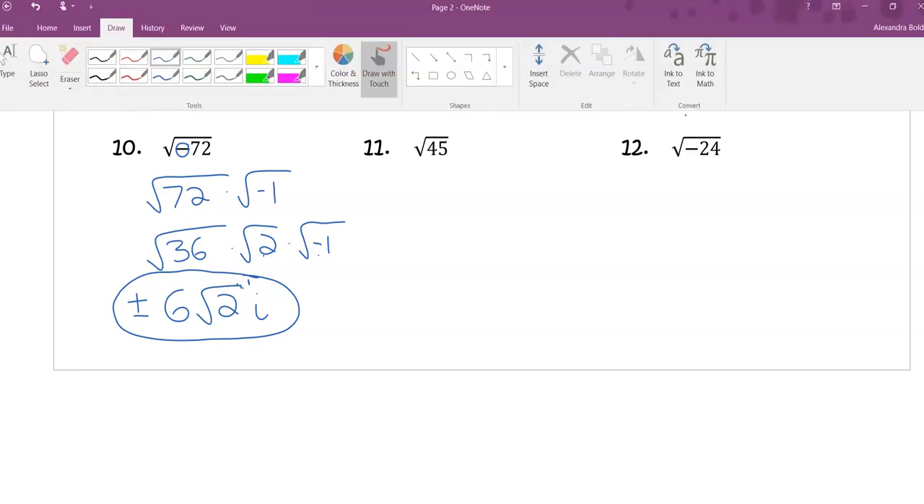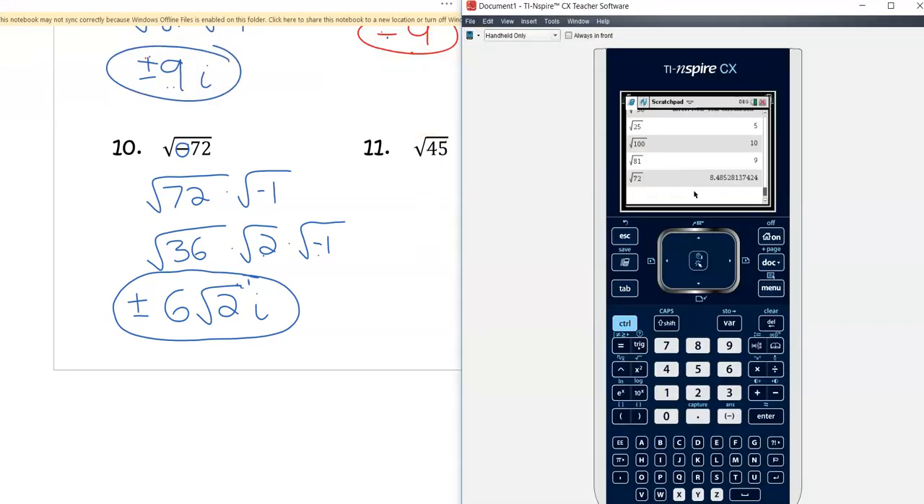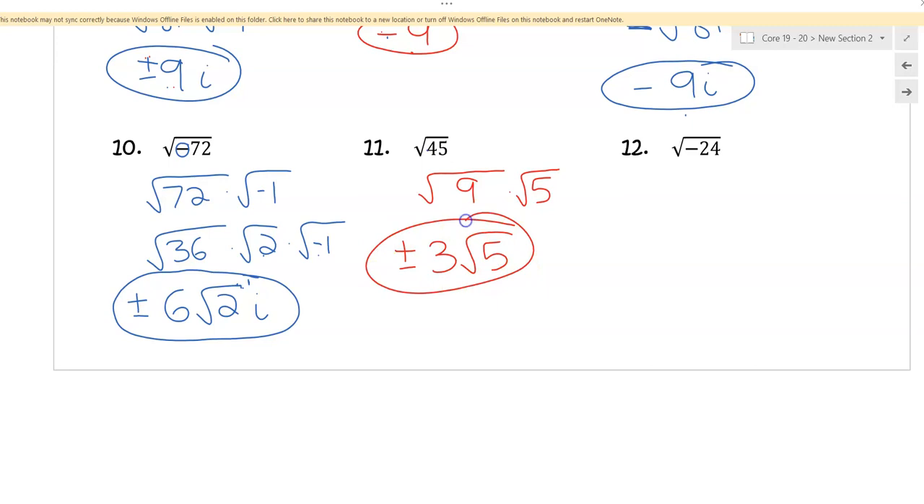Looking at number 11, there is no negative here. So 45 is not a perfect square. I try and take the square root, so I need to divide 45 by a perfect square. The perfect square that divides into 45 is 9. I need my plus or minus sign out front. The square root of 9 is 3, so we get 3 square root 5. Done.